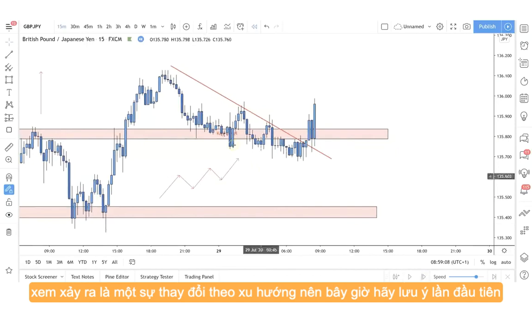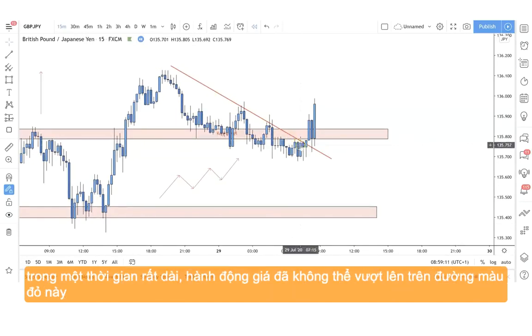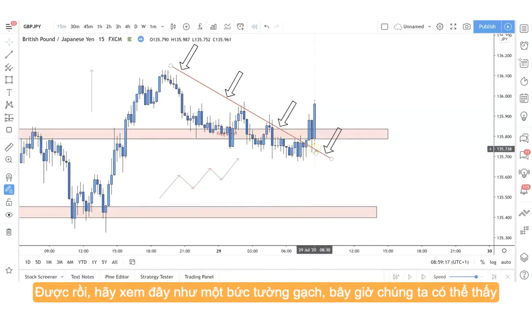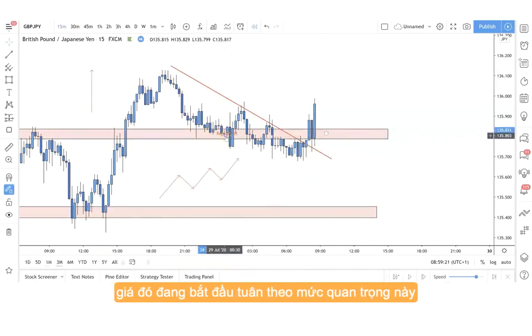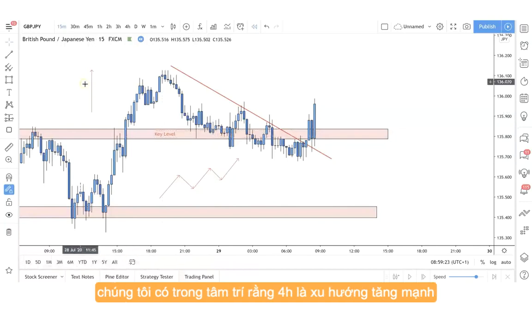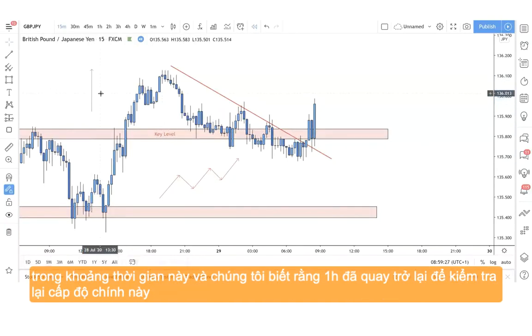So now notice, for the first time in a very long time, price action was not able to break above this red line. Okay, view this as a brick wall. We can now see that price is starting to respect this key level. We have it in the back of our mind that the 4H is strong bullish for this period. And we know that the 1H has come back to retest this key level.